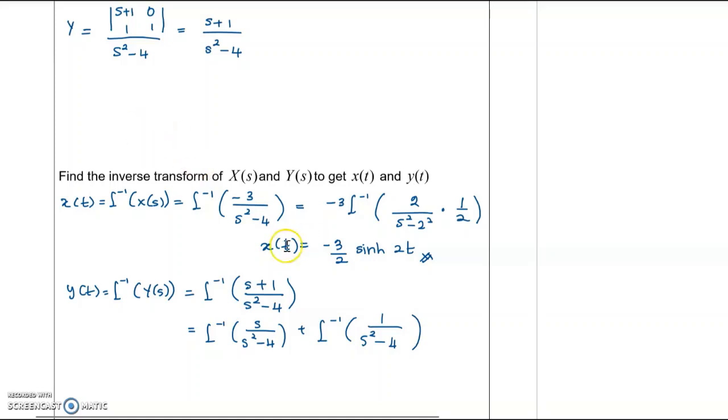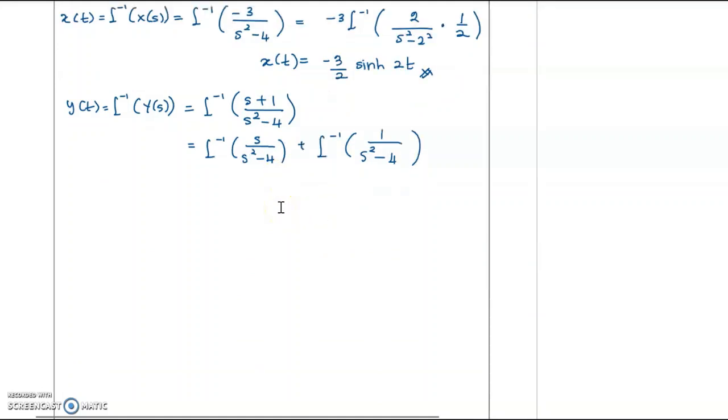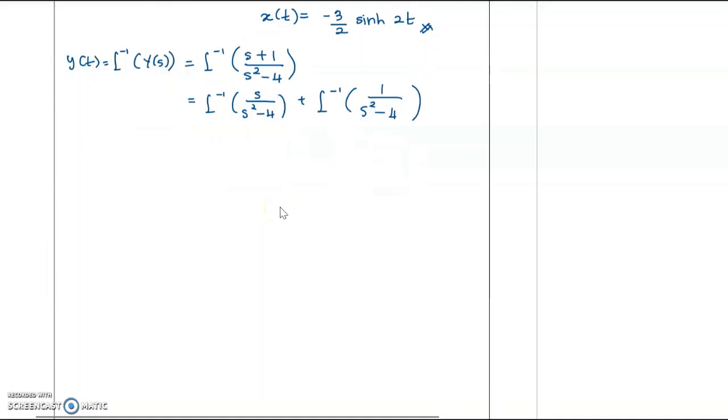Okay, so we need to solve 2 inverse here. So we just refer to our table, see which one we should map to. So this is for the first expression here. This is straightforward. This is cos 2t.